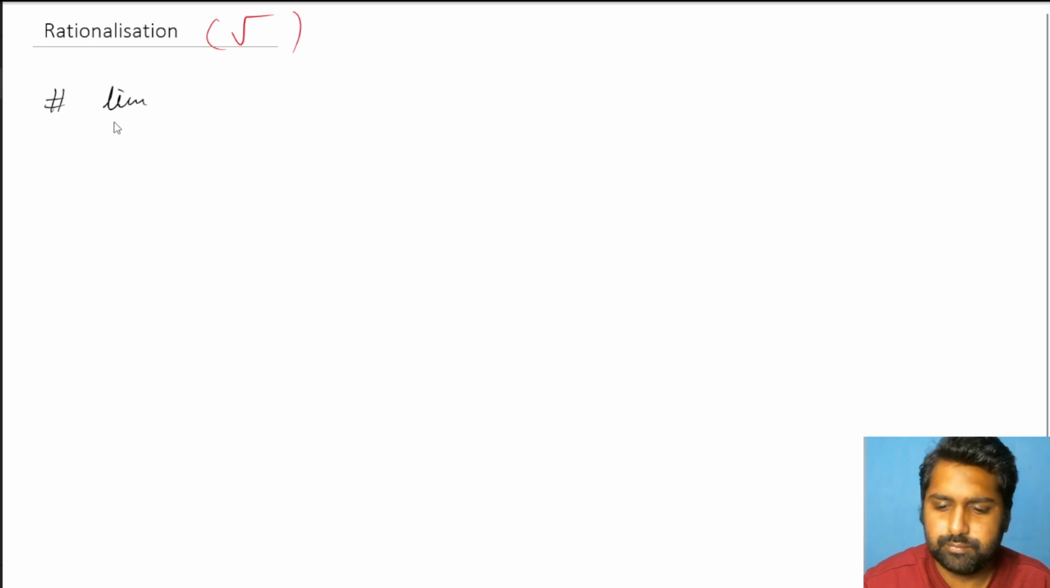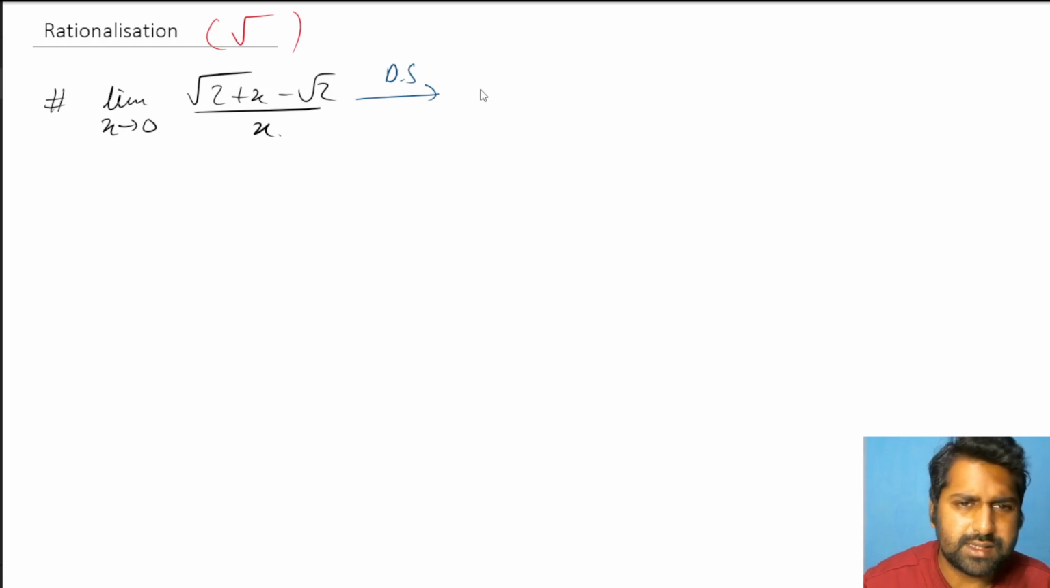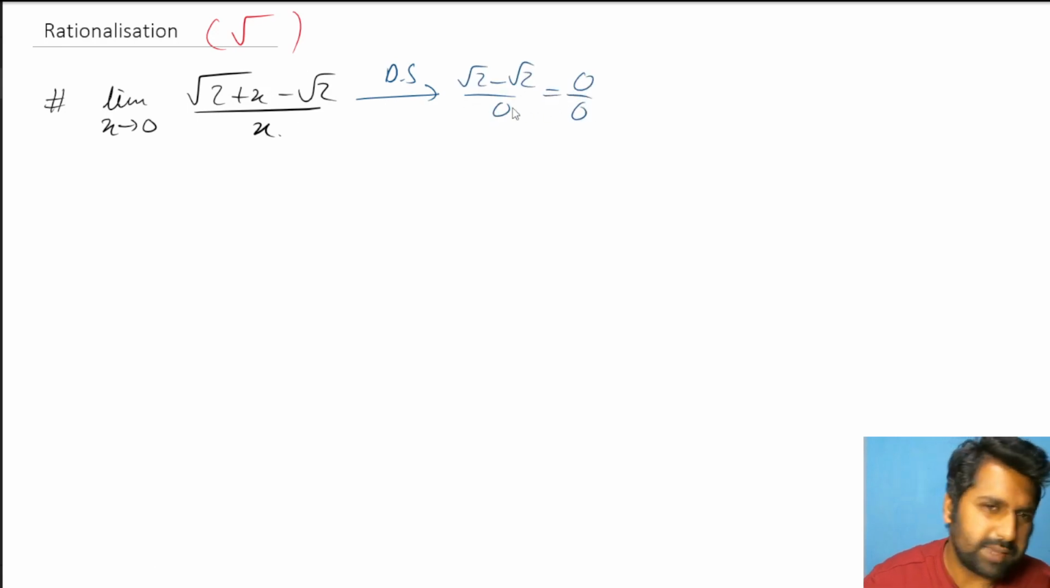Limit x tends to 0, root 2 plus x minus root 2 upon x. Now again I'll show you that by direct substitution, if I put x as 0, this is root 2 minus root 2 upon 0. So that is 0 by 0. Same problem. We cannot use this.